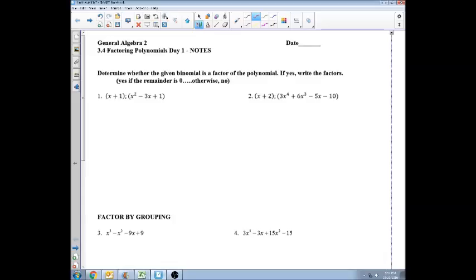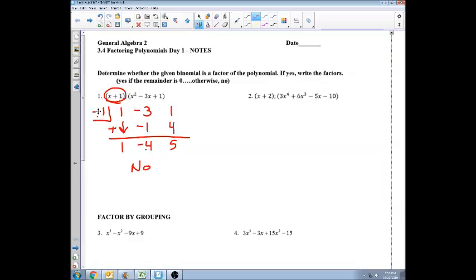Okay, so we're going to go ahead and use synthetic division, which means I'm going to have -1 in the box. I'm going to have 1, -3, 1. I'm going to add. Bring that down, that's 1. 1 times -1 would be -1. -3 plus -1 would be -4. -4 times -1 would be +4. 1 plus 4 would equal 5. So no, x plus 1 is not a factor of the polynomial.